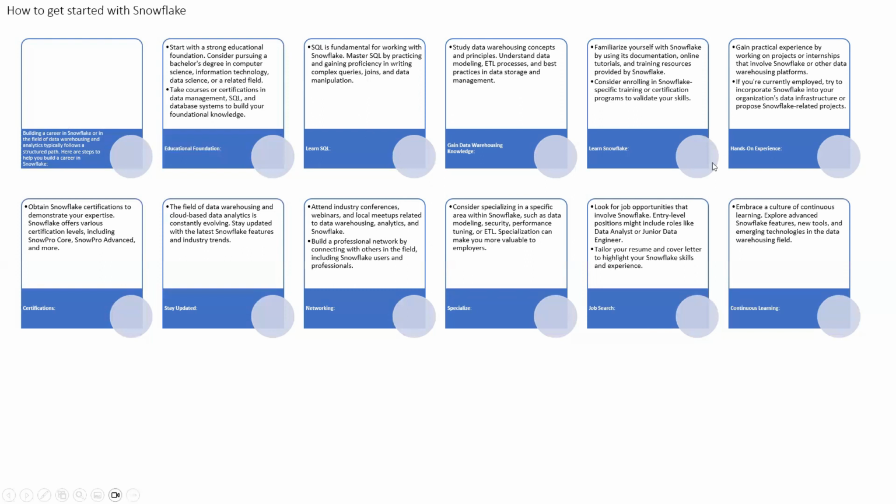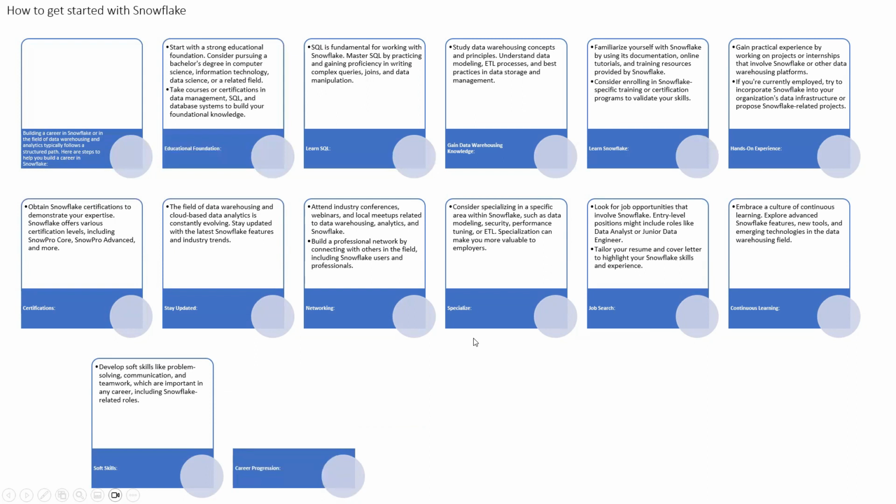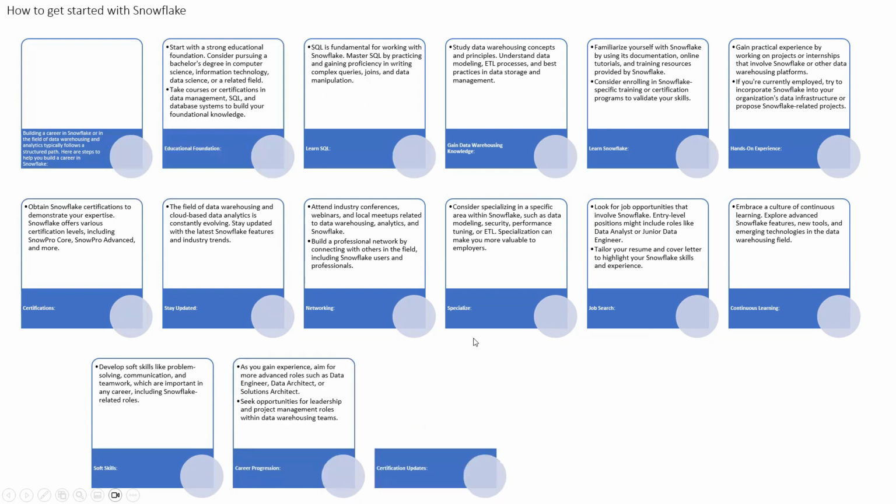So if you follow this particular pattern, more or less, you'll be good at securing your job with respect to the skills. Of course, the soft skills, which I don't want to dwell on much here, with respect to career progression. Certification updates are very important, because you need to understand the new happenings in Snowflake, look into them and make things happen.